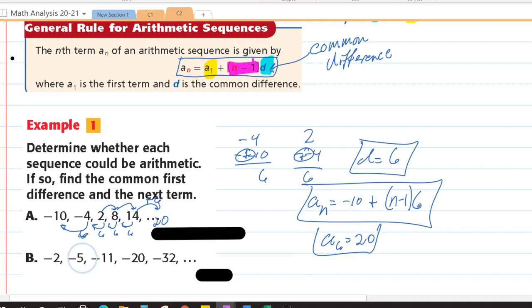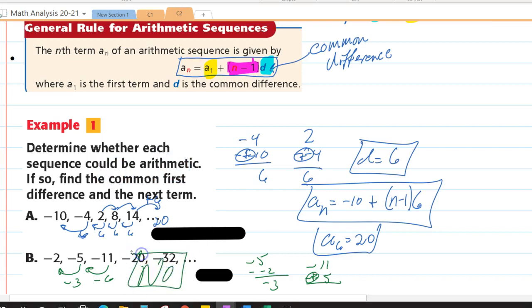Now let's do it again. If I want to figure out what the difference is between negative 5 and 2, you'd say negative 5 minus a negative 2. That would give you negative 3. So from here to here is negative 3. Now from negative 11 to negative 5, negative 11 minus negative 5, those become plus. Negative 11 plus 5 gives you negative 6. So from here to here is negative 6. We can already see that these terms are different. So determine if this is an arithmetic sequence. No, it's not. And our answer would be no, it is not an arithmetic sequence.